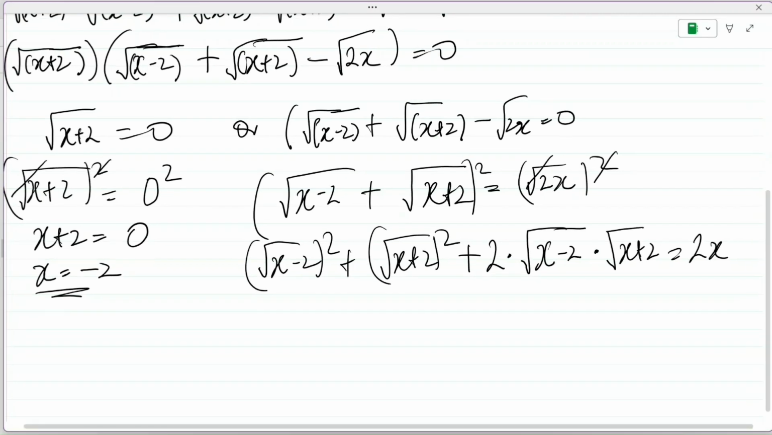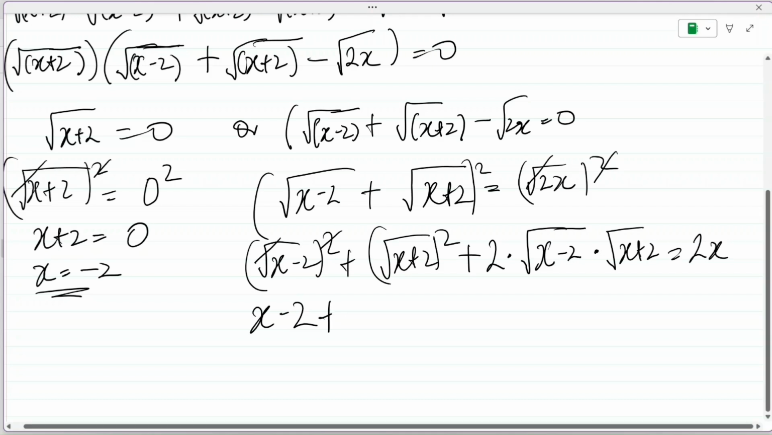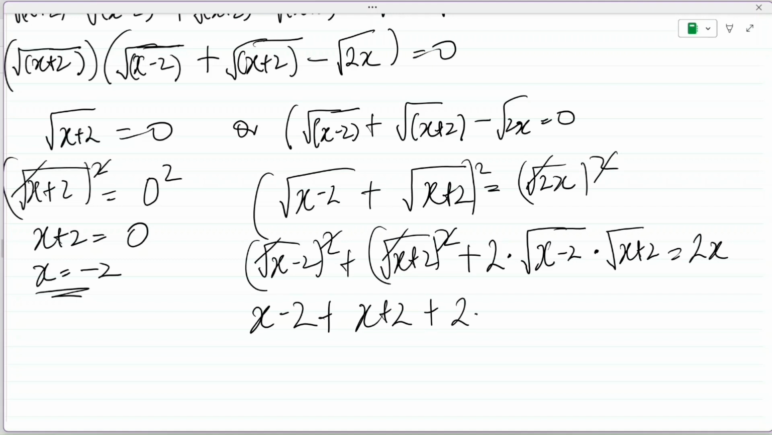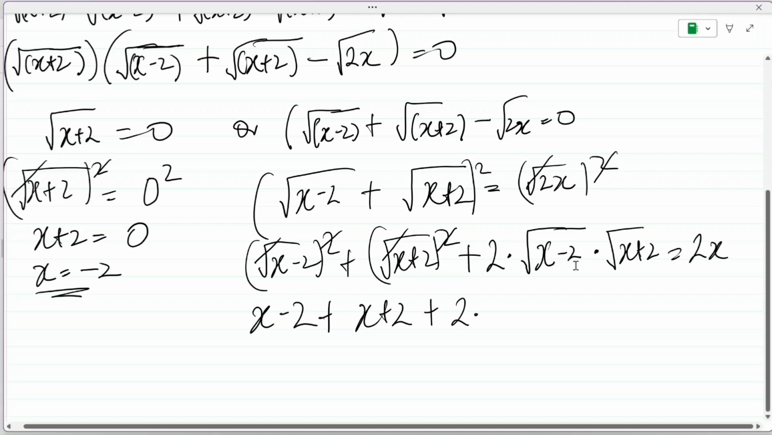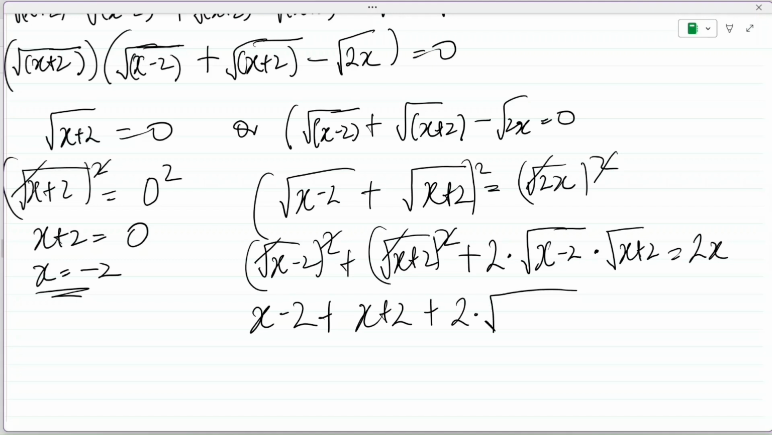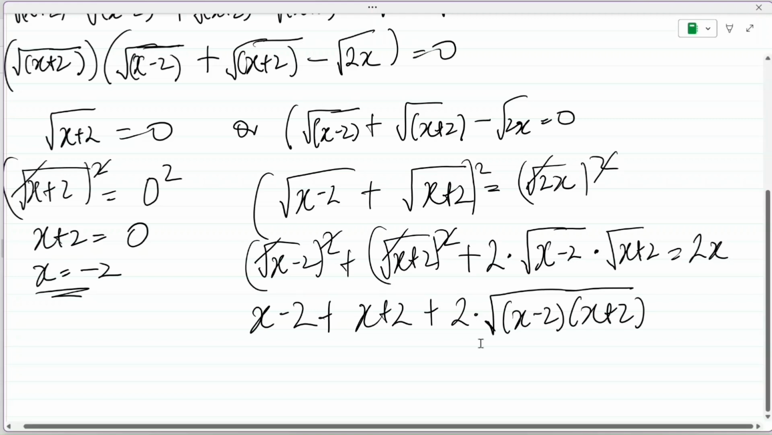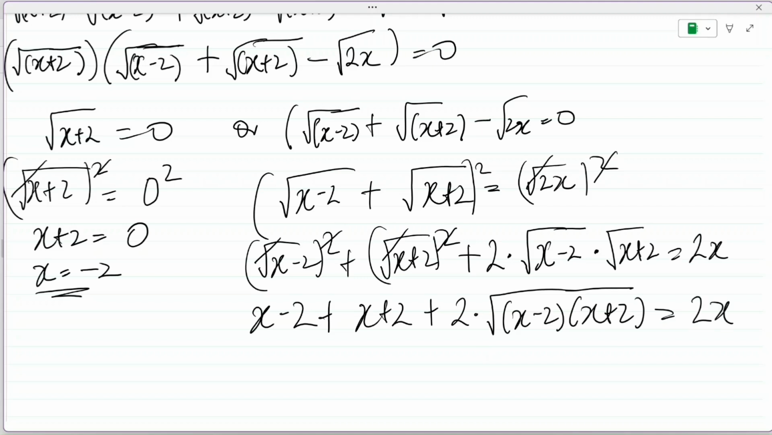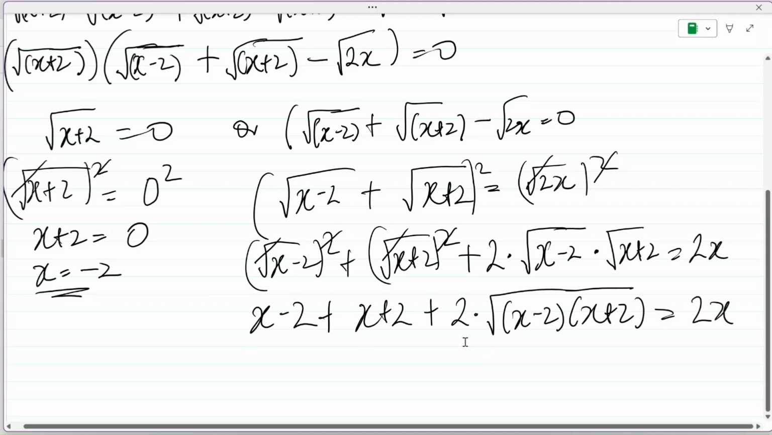On the next line, the square cancels the square root, so you'll be left with x minus 2 plus x plus 2 plus 2 times, you know they are linked by times, so you can give it a big square root, x minus 2 times x plus 2. You link them together, you multiply them together, but you can't multiply them with the 2. The 2 is outside this square root, equals 2x.